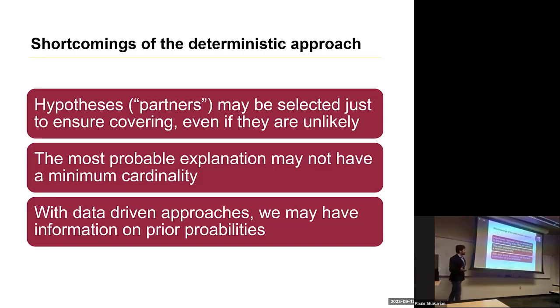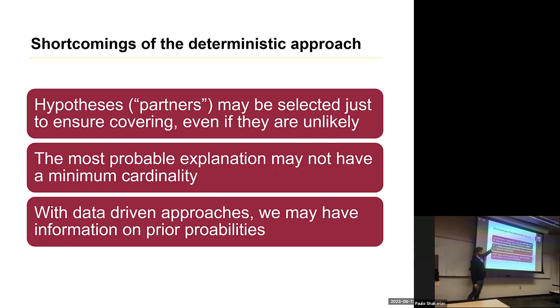So what are the shortcomings? Well, an approach like this is going to select partners or hypotheses just to do covering. It's prioritizing covering. If it has something in that intersection with all the points I was pointing out in the last slide, it's going to go for that, even if those points are maybe not very likely for some reason. It doesn't have that additional information. In our deterministic approach, we overcame some of that with the feasibility predicate, but that's still very coarse and limited.